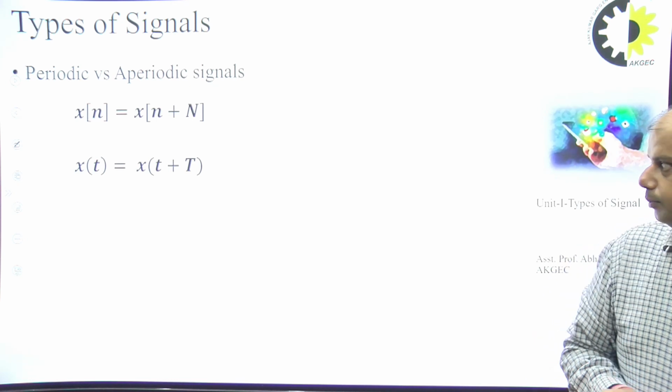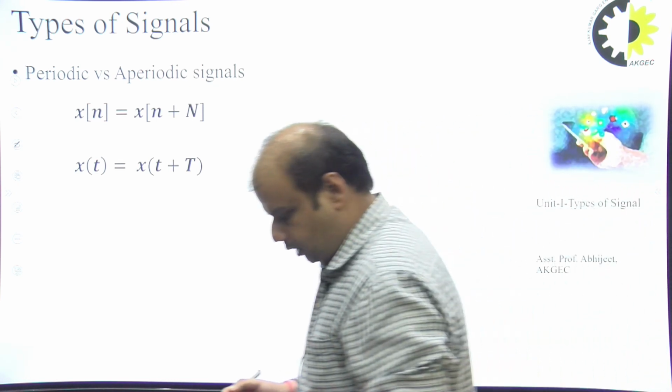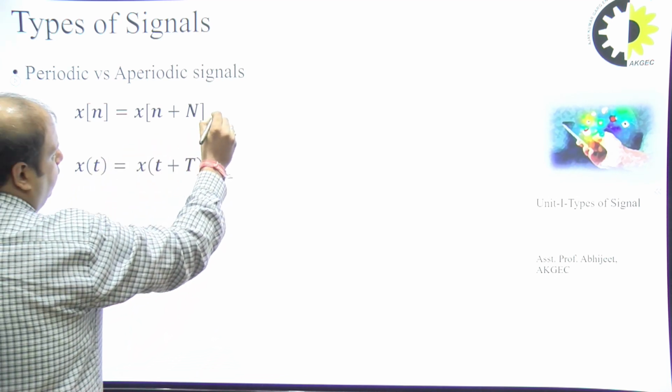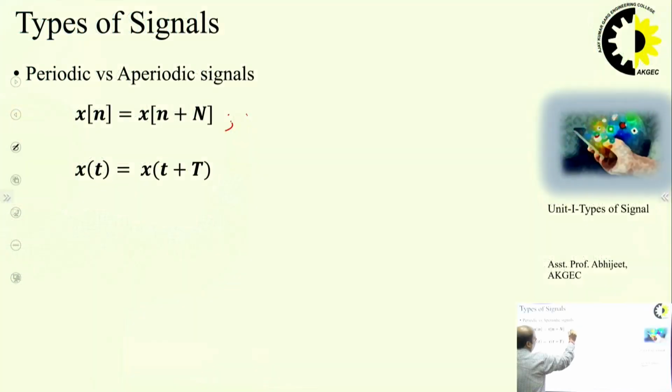A signal is said to be periodic when a discrete time signal x[n] is equal to x[n + N], and this is for all time variable n, and this N, the smallest value of N, is said to be the fundamental period of the signal. Fundamental period, why fundamental? Because this is the smallest value. The multiples will obviously repeat the signal if it is a periodic signal, but it will be fundamental only if the value of N is minimum.